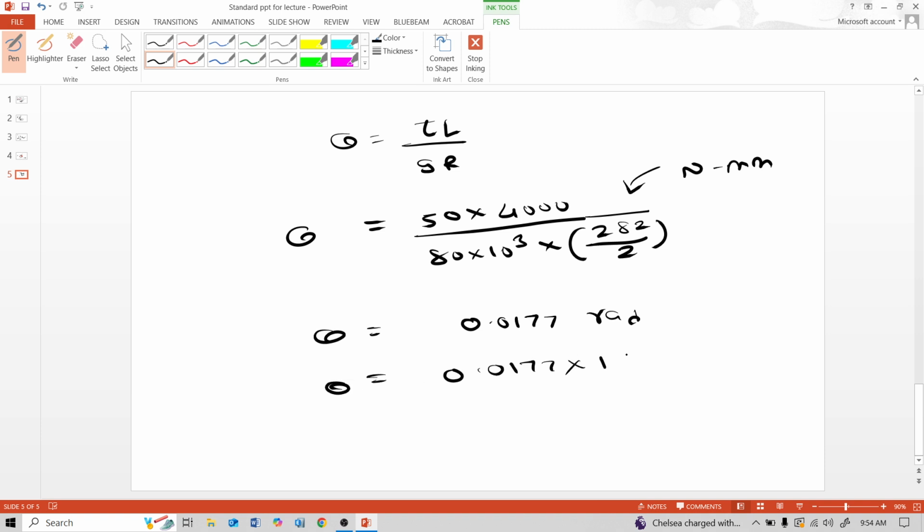And for degree, 0.0177 multiplied by 180 upon pi. Multiply it by 180 upon pi and we get this in degree. So theta is equal to 0.0177 multiplied by 180 upon pi, which is 1.014 degree.